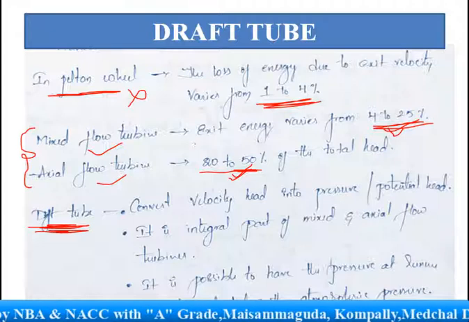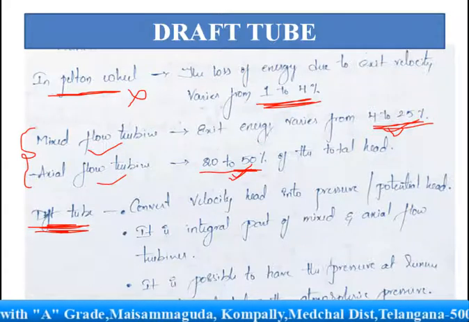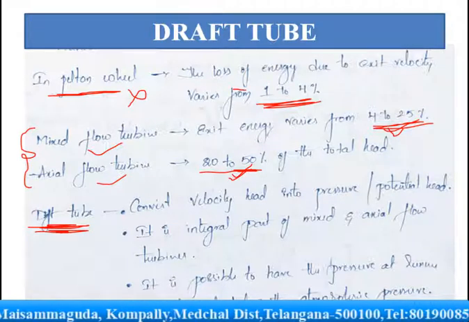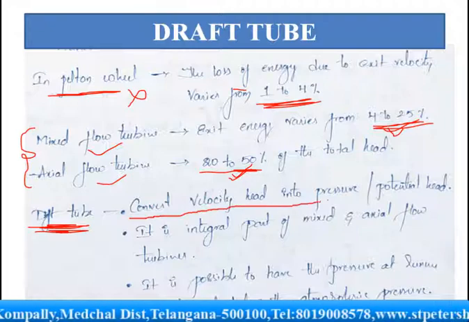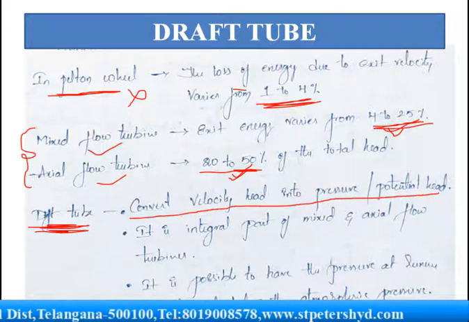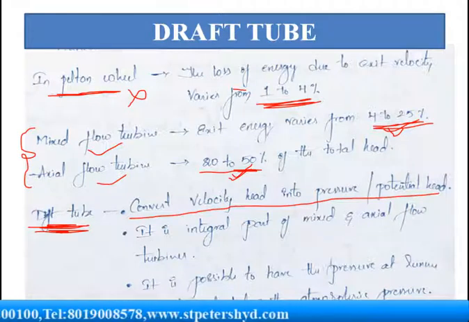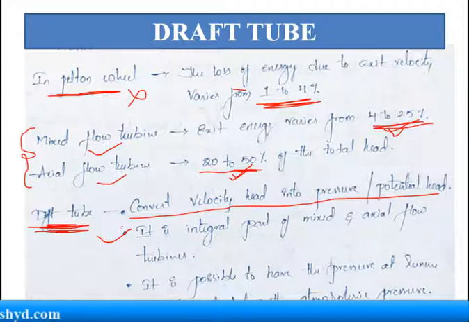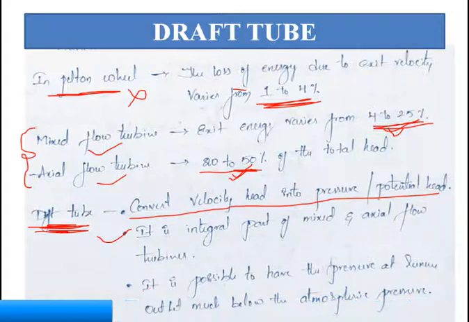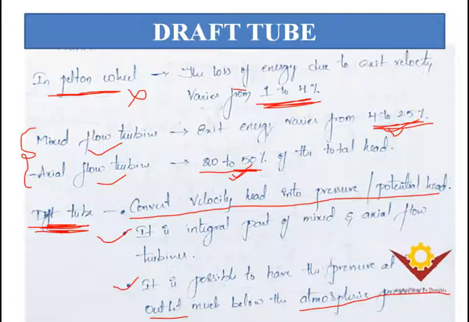And next, coming to the draft tube, a few more points. We already saw this: it converts velocity head into pressure or potential head, right? And it is an integral part of mixed and axial flow turbines. Yes, we already saw in the figures of axial flow and mixed flow turbines, it is placed with respect to your runners, right? And third point, it is possible to have the pressure at the runner outlet much below the atmospheric pressure by creating a suction pressure or negative pressure. So the pressure at the outlet will be very low when compared to the atmospheric pressure.